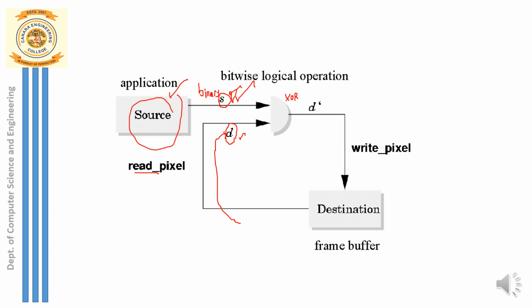So this bit, what you have passed from the application, and this bit, what you have extracted from the destination, both are XORed here, and that result what you're getting is nothing but the final color pixel that you're going to store in the frame buffer.